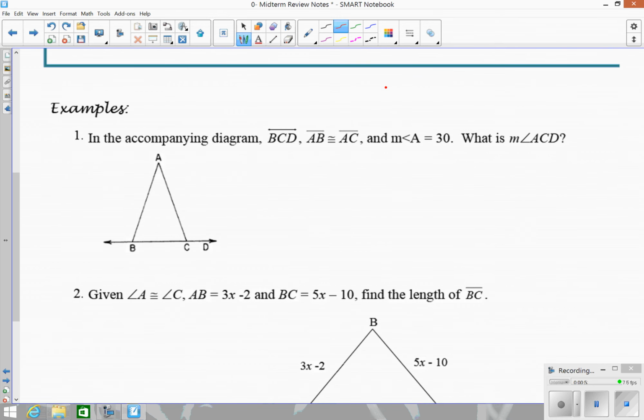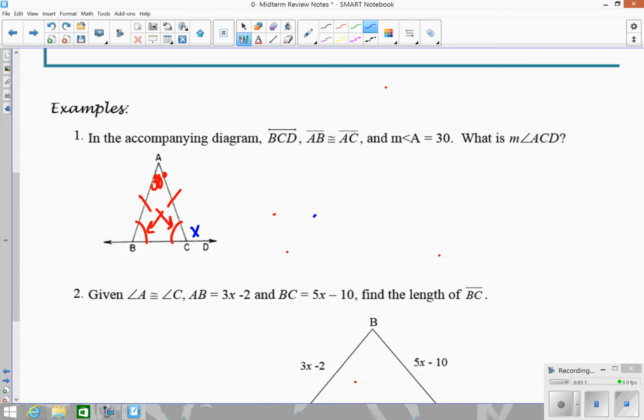So the first one here we have AB is congruent to AC. So these two segments are congruent. So right away I know that that triangle is isosceles, which means that these base angles, the angles across from the congruent sides, have to be equal. So if I know that the measure of angle A is 30, we're trying to find the measure of angle ACD. So ACD is this angle out here.